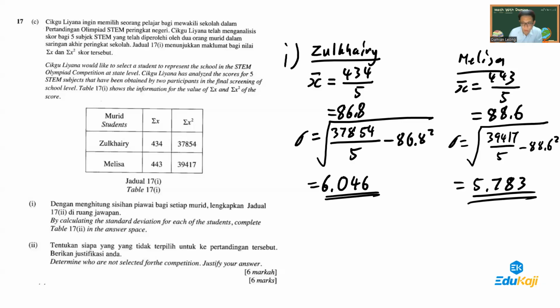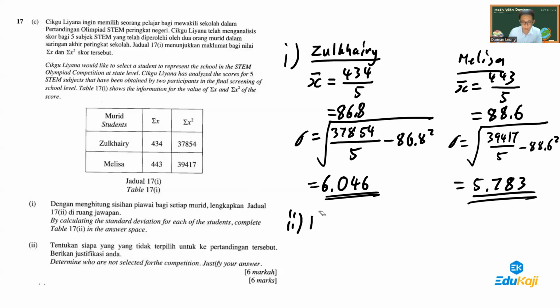So second one, determine who are not selected for the competition. Okay, so out of these two, mean, Melissa is higher. Standard deviation, Melissa is lower. So higher mean is better because means the average is better. And lower standard deviation is also better because that means it's more consistent. Okay, the lower standard deviation means more consistent.